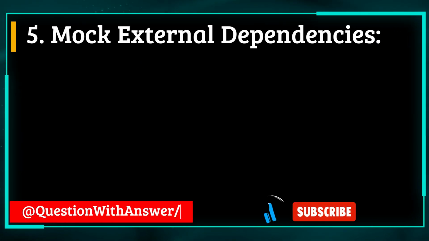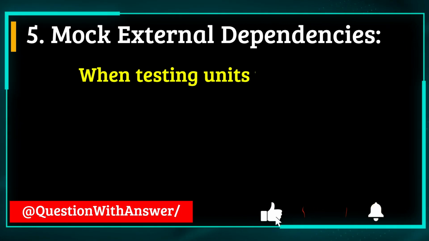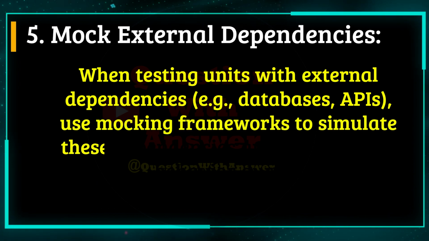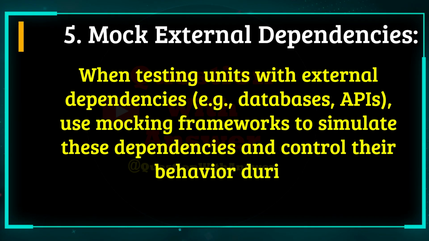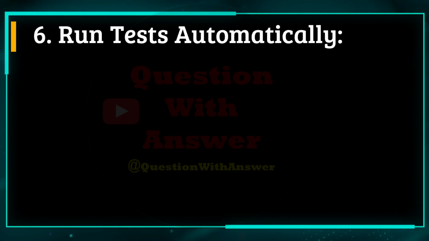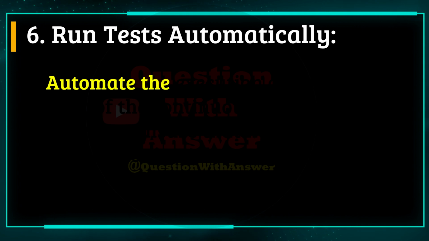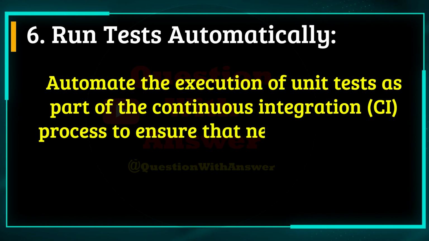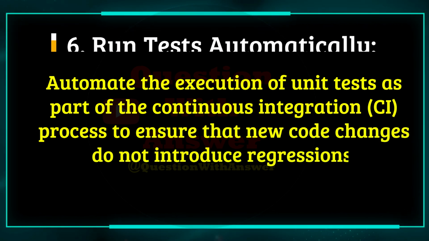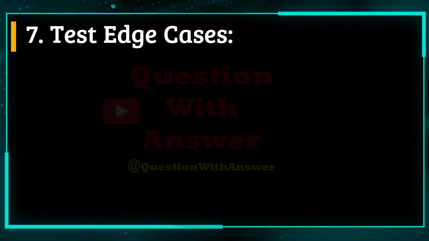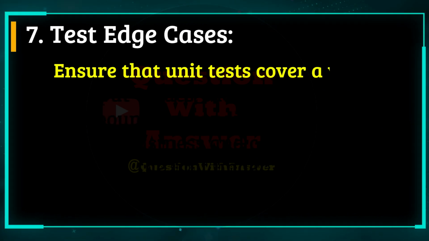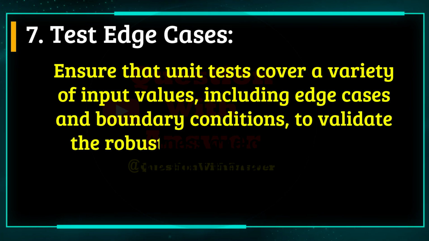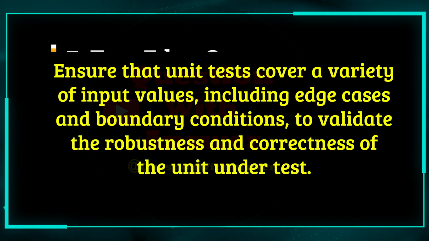5. Mock external dependencies. When testing units with external dependencies, e.g., databases, APIs, use mocking frameworks to simulate these dependencies and control their behavior during testing. 6. Run tests automatically. Automate the execution of unit tests as part of the continuous integration (CI) process to ensure that new code changes do not introduce regressions. 7. Test edge cases. Ensure that unit tests cover a variety of input values, including edge cases and boundary conditions, to validate the robustness and correctness of the unit under test.